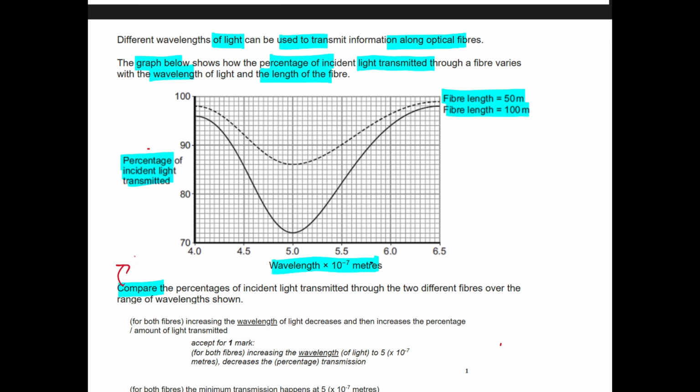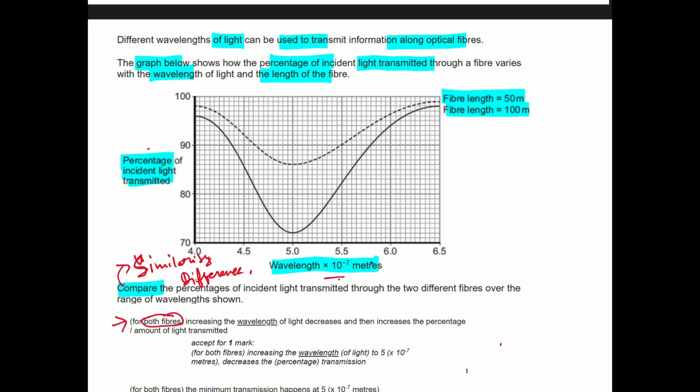You need to use similarity. So I'm going to write down S for similarity, and differences. Both are required to gain the marks, and for both the fibers. Compare the percentage. So first marking point would be, you say that both fibers.